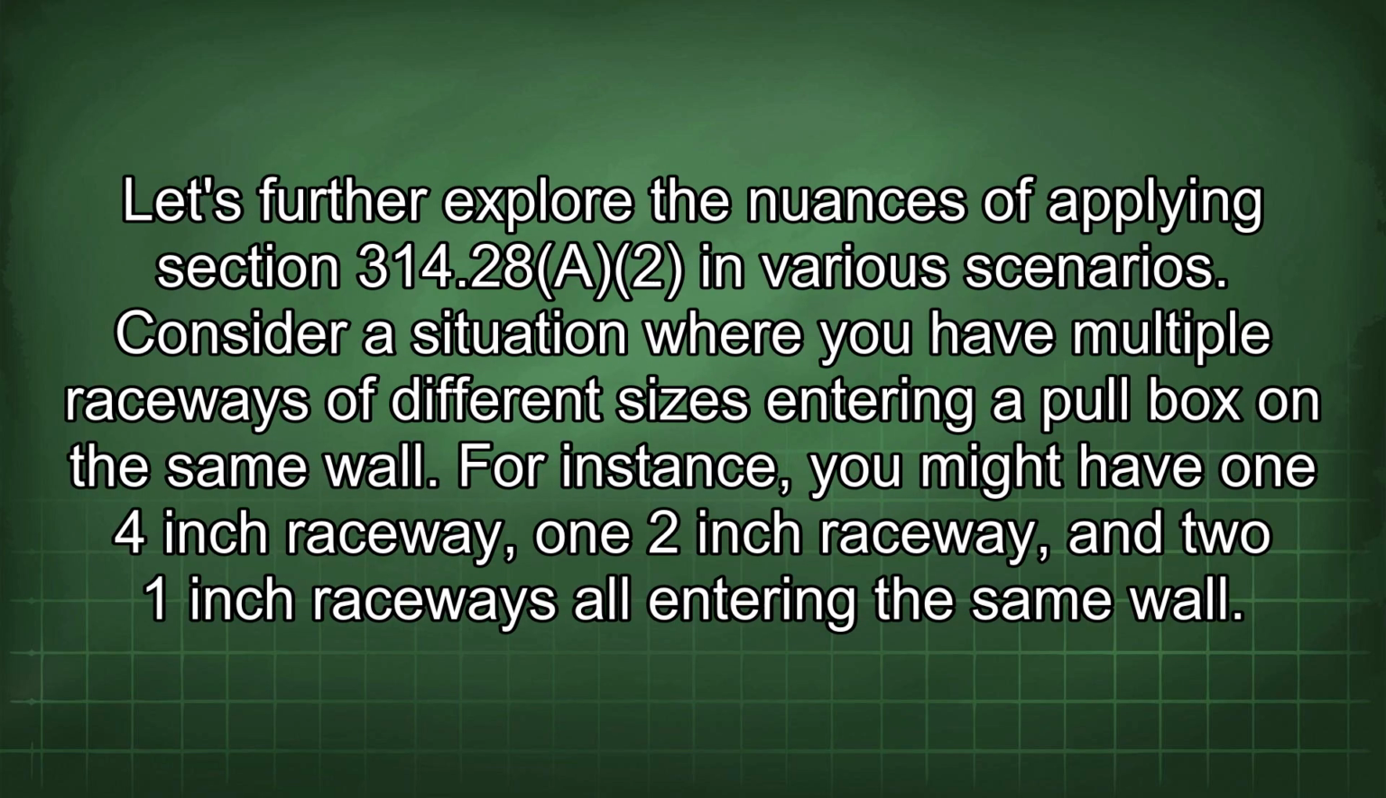Let's further explore the nuances of applying Section 314.28(A)(1) in various scenarios. Consider a situation where you have multiple raceways of different sizes entering a pull box on the same wall. For instance, you might have one 4-inch raceway, one 2-inch raceway, and two 1-inch raceways all entering the same wall.